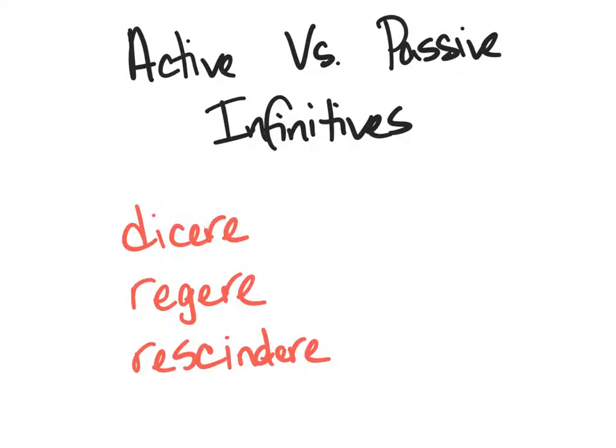Let's do that some more. Look, we have all these active infinitives, dicere, regere, and rescindere, to say, to rule, and to cut down. These are all boring, active infinitives. How would we make them passive? Well, we're going to knock off the ere, because these are third conjugation verbs, and you would add an i there. So now, dici means to be said, regi, to be ruled, and rescindi means to be cut down.